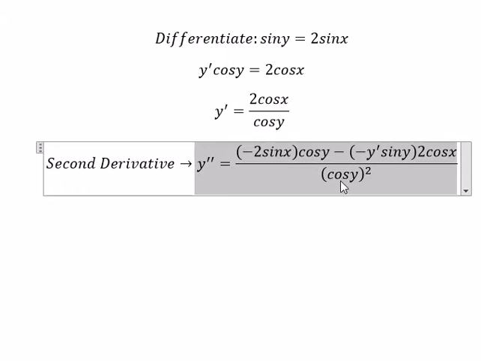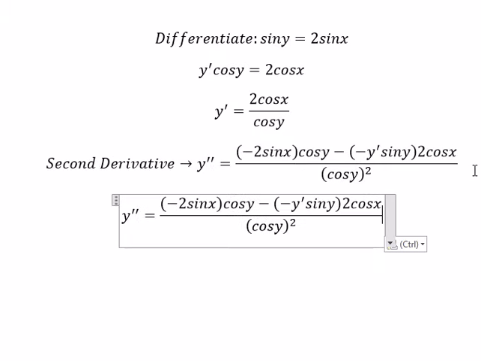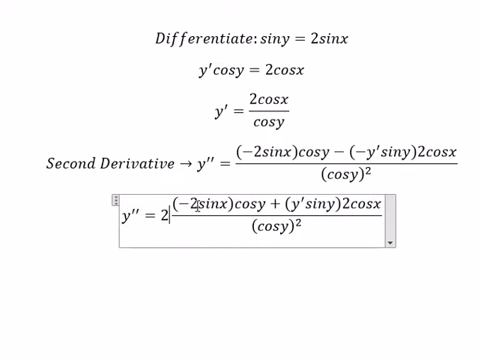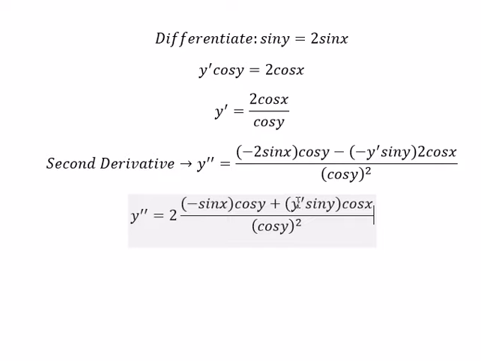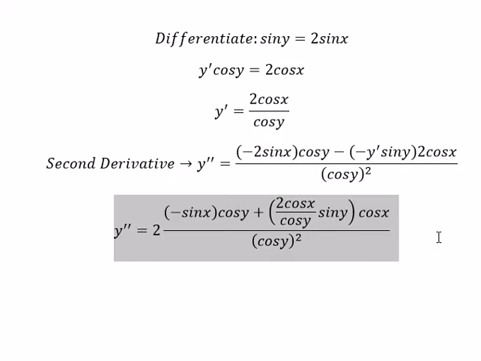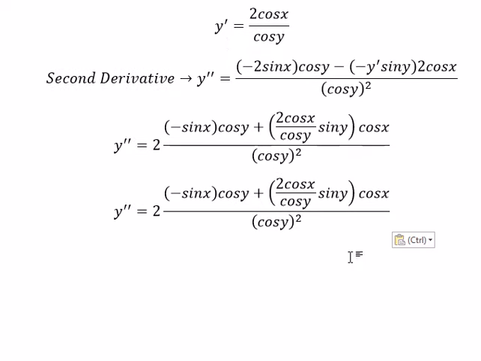Now we need to simplify. Negative, you get positive. The number 2, we put in here. This one, we just change for this one. So we multiply by cosine y on the numerator and denominator.